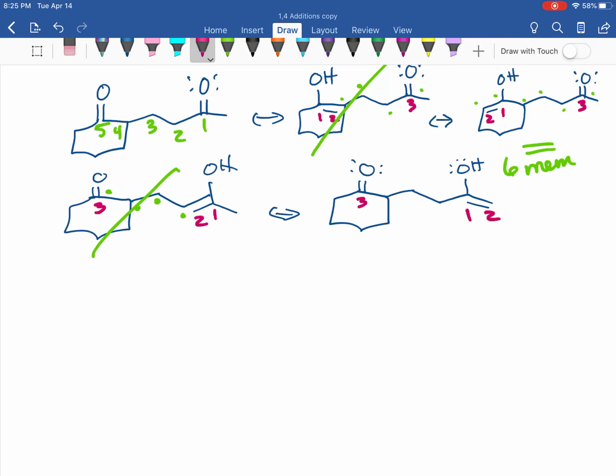All right, what's your gut tell you? How many are going to be in this one? Here's our 1, 2, 3. How many carbons are going to be in that ring? 1, 2, 3, 4, 5, 6. There we go. We have another winner. We've got a 6-membered ring. Okay. So let's draw that.